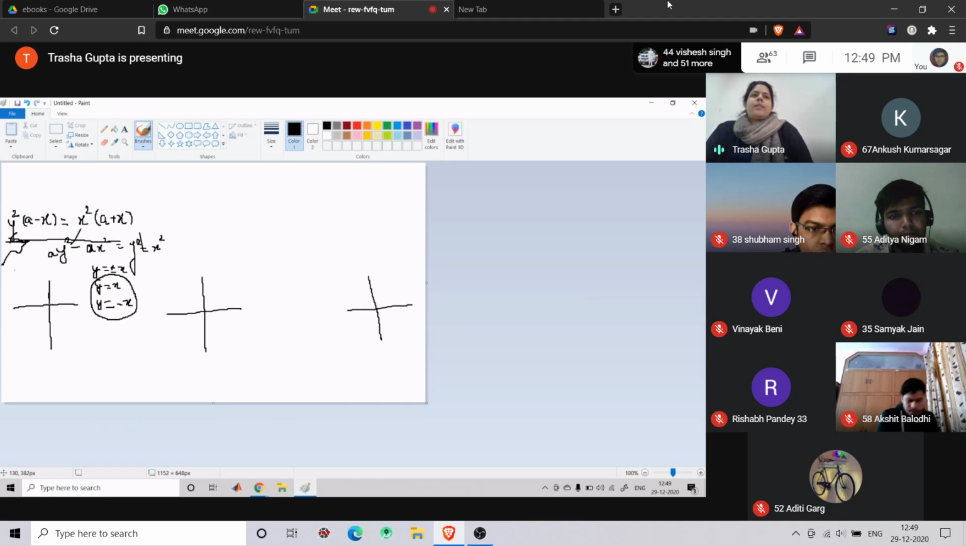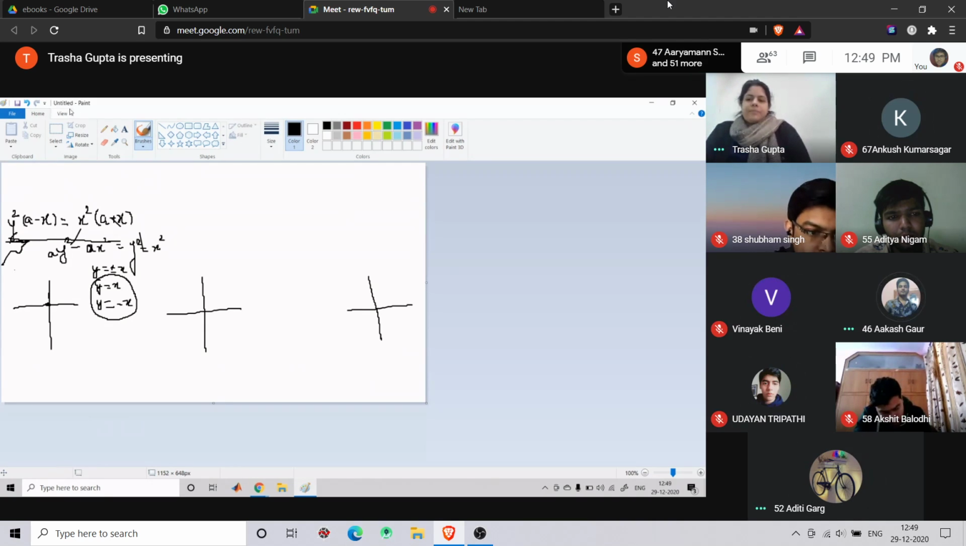So this origin is which kind of a point? Is it a node, cusp or isolated? It is a node. Right.